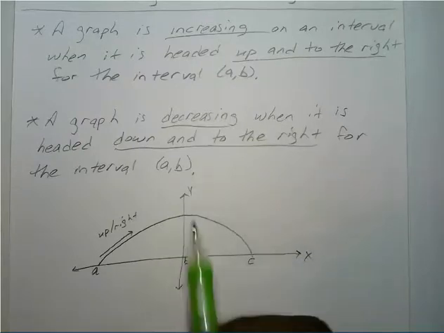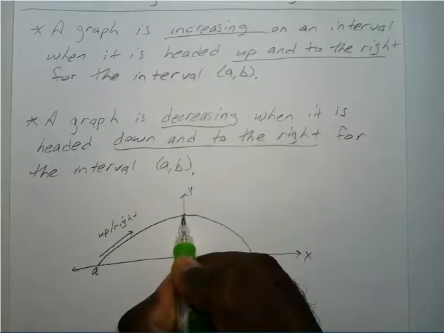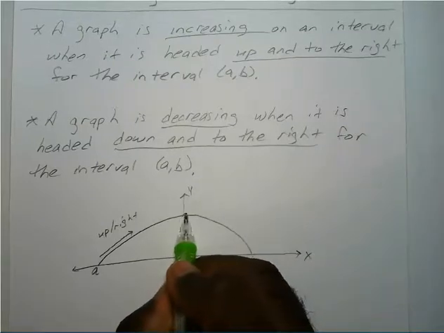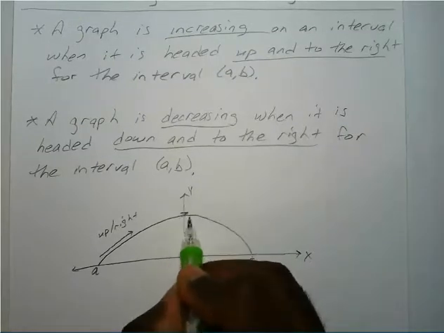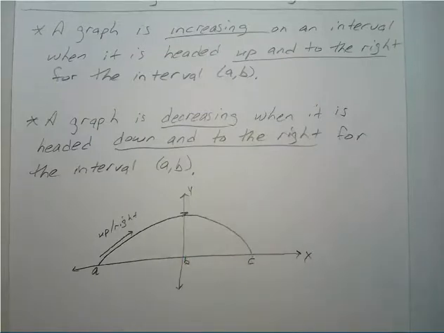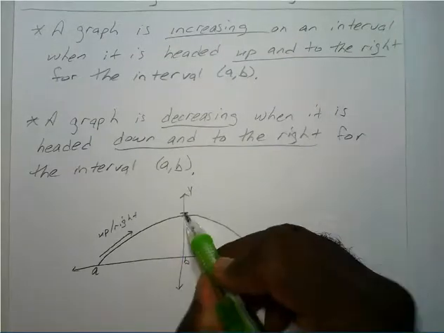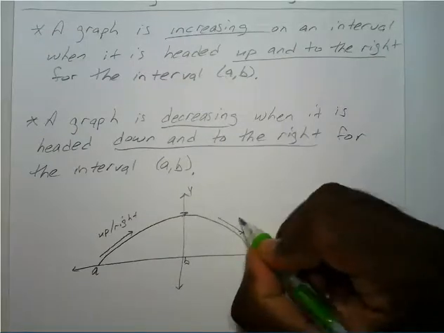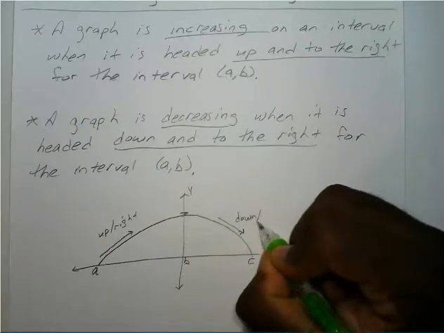Now at some point, like maybe right here, it varies per graph, you have a slope of 0. So it's not going up and to the right or down to the right, it's just a slope that's 0. And from that point on down, it's going down and to the right.